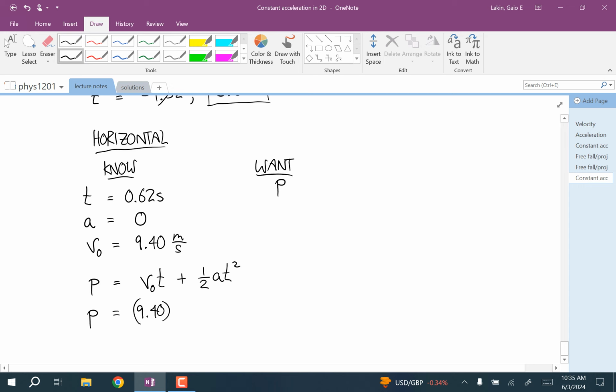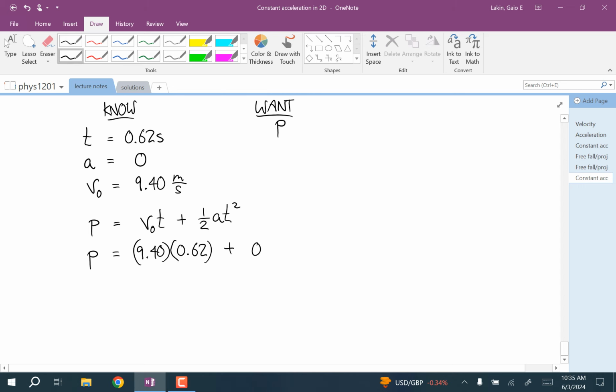So p is equal to 9.40 times 0.62 plus 0. This term goes away because a is 0. And we get that p is equal to 5.83 meters. So if the person catching this ball stands horizontally away 5.83 meters, they'll catch this ball at exactly a height of 1 meter off the ground.